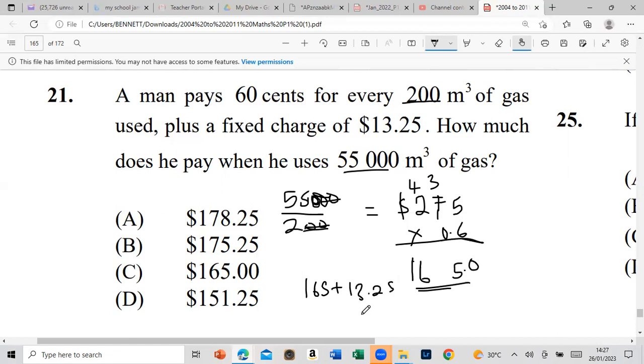So that you 3 and 5, 8, so it's 178.2. Some of these are very close, but it's 175.25. Alright, so we're gonna go back up.